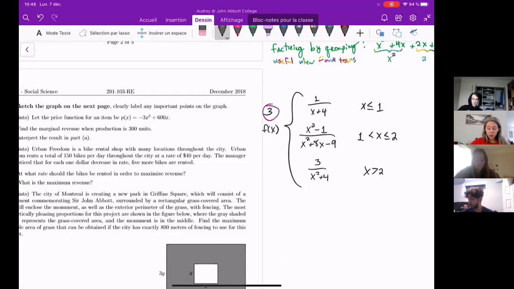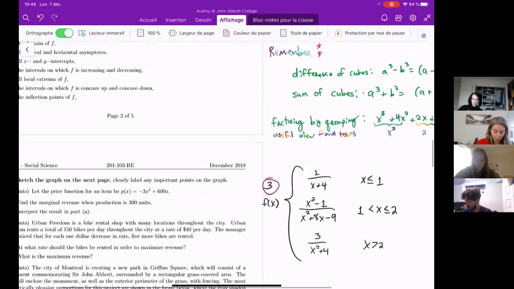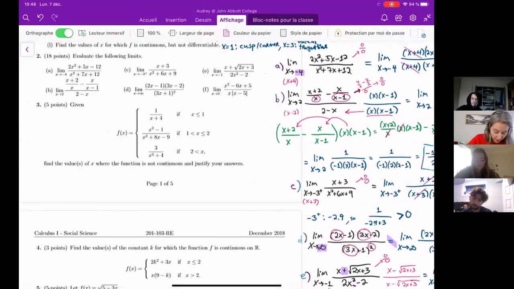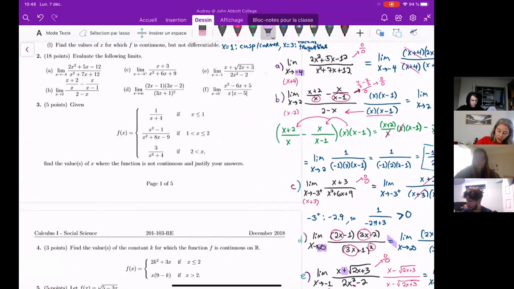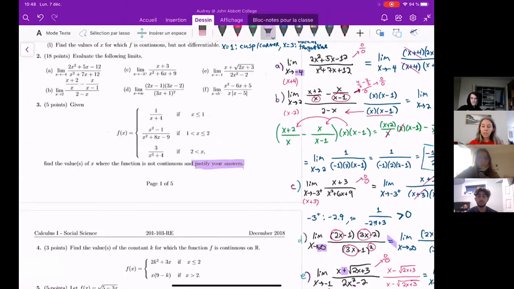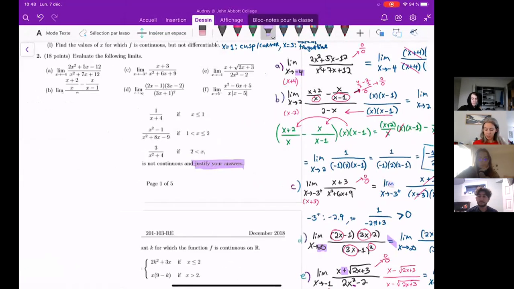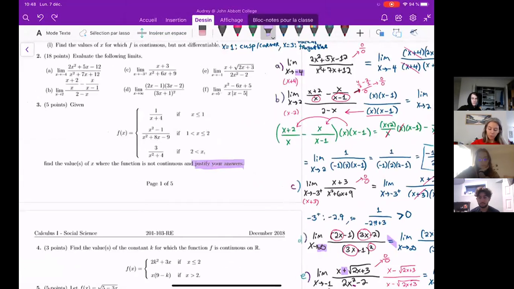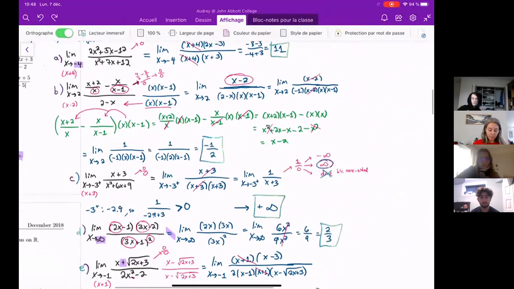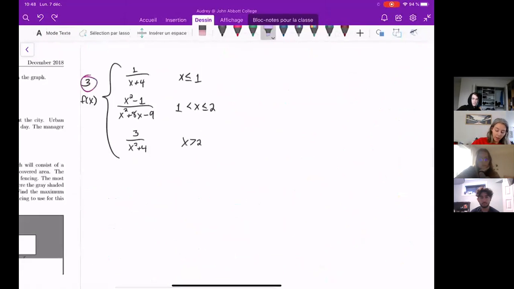Okay, so this is our question. I'm just going to go look at it up here briefly. So we have f of x is equal to this function. It says to find the values of x where it is not continuous and justify your answers. So in order to justify our answers, what that means is we need to use the limit definition of continuity. Does anyone remember? Tell me in the chat, what is the limit definition of continuity?